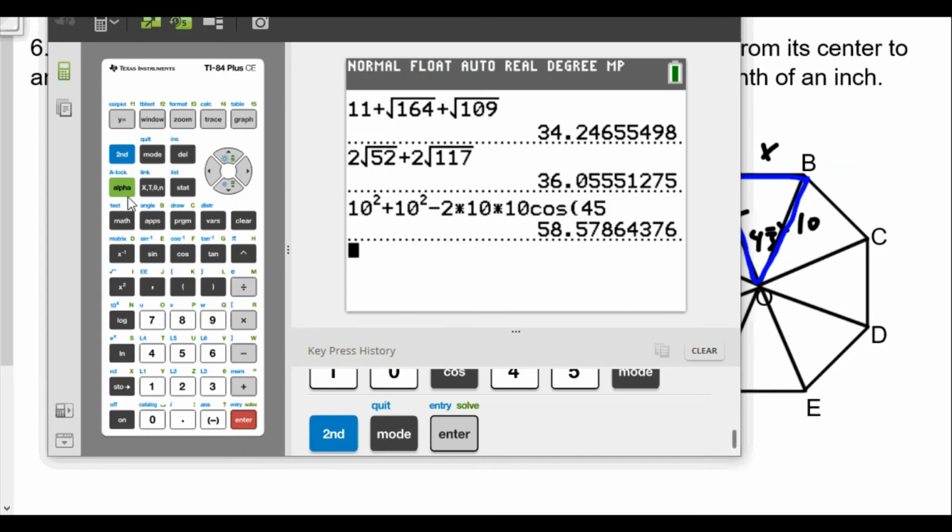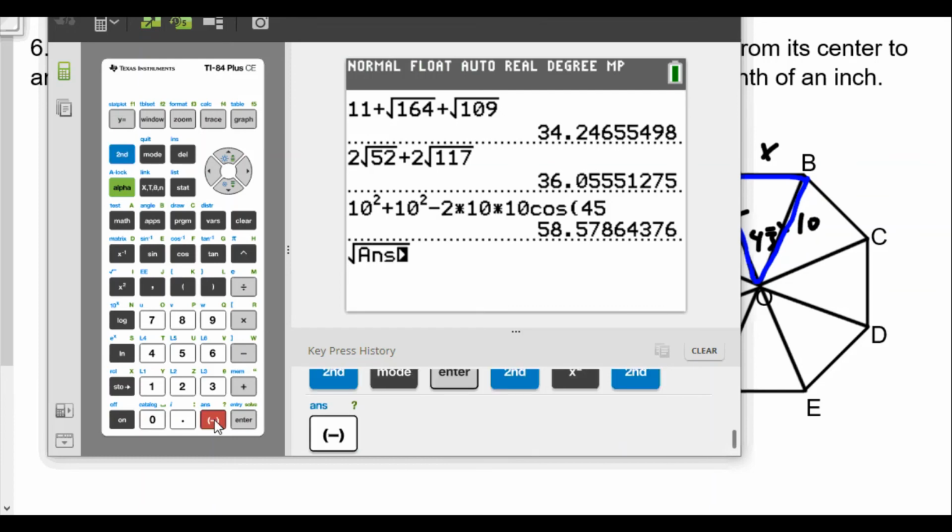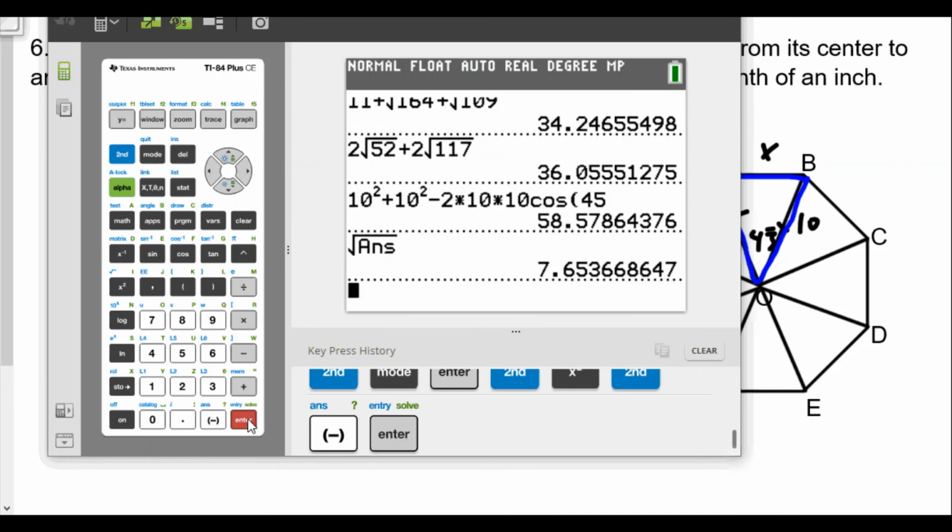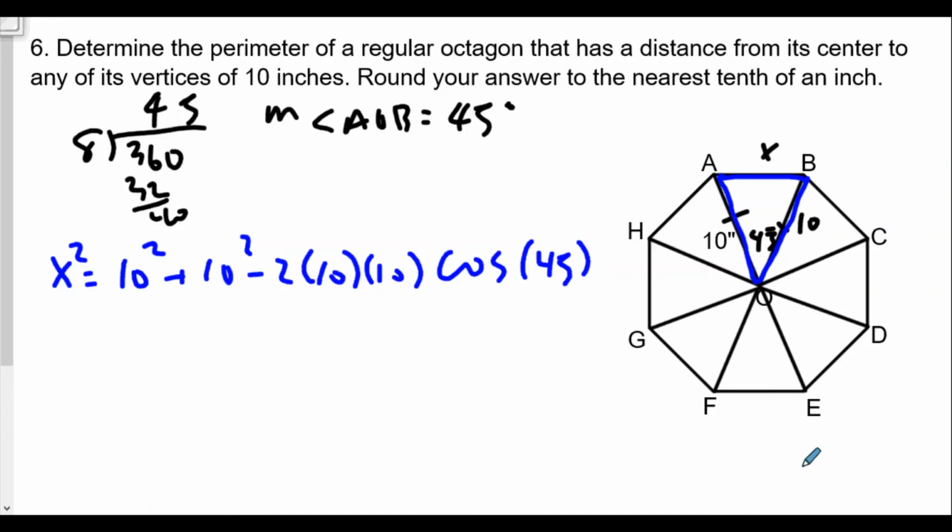Now, that would be the square. So we want to take the square root of this. So it's like second square root, and you can type out the whole thing. We also hit second answer, negative symbol, and what it does is pick the square root of the answer you found. All right. And so now we get 7.65. So we know that x is approximately 7.65.